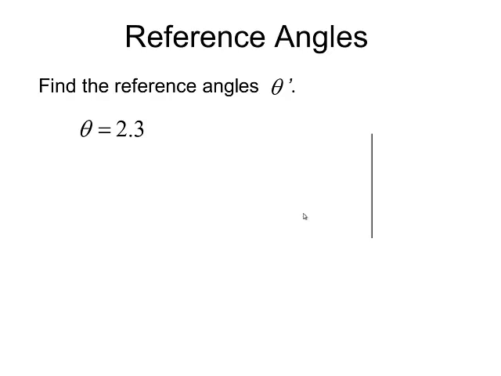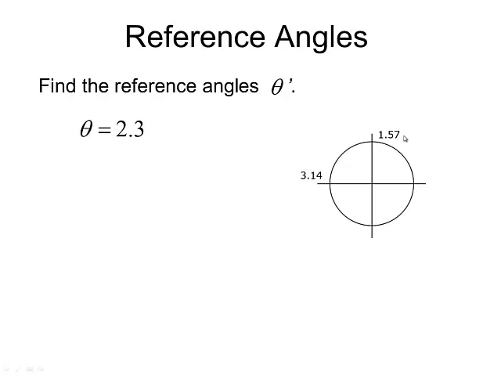2.3. Since that doesn't have a degree symbol, this is in radians. This one's a little tricky. See if you can think about that and figure out what that might be. If you look at the unit circle, 1 pi radians is at the 180, and pi over 2, half a pi, is at the 90. So 2.3 should be in quadrant 2 because it's between 1.5 and 3.14.